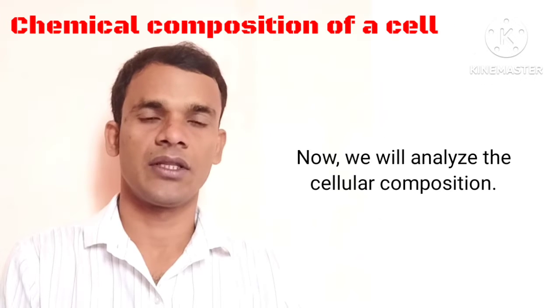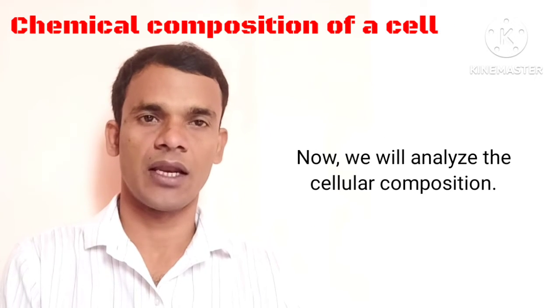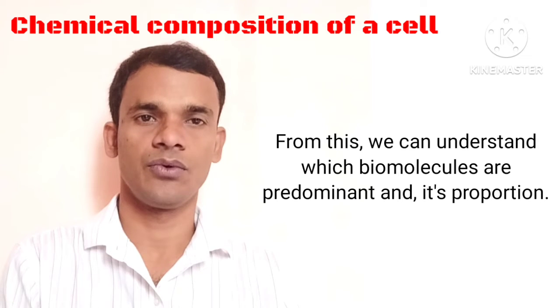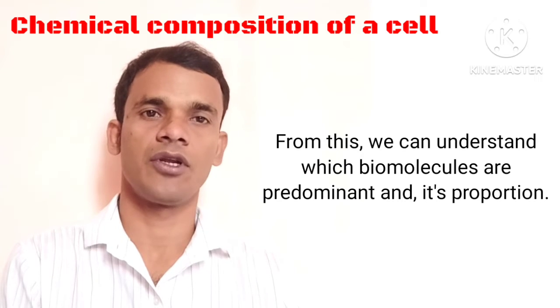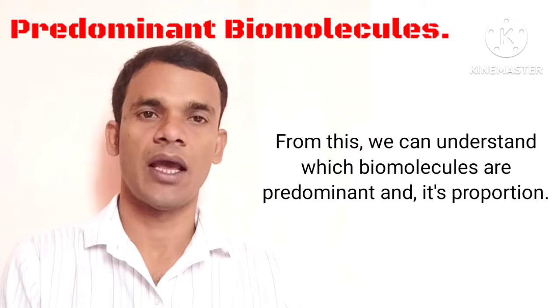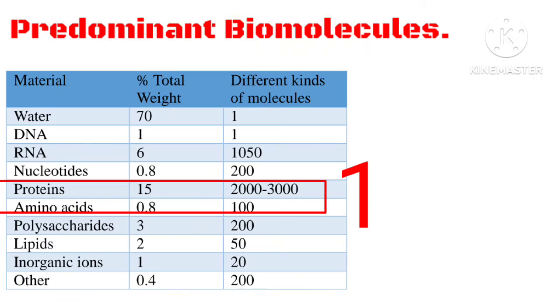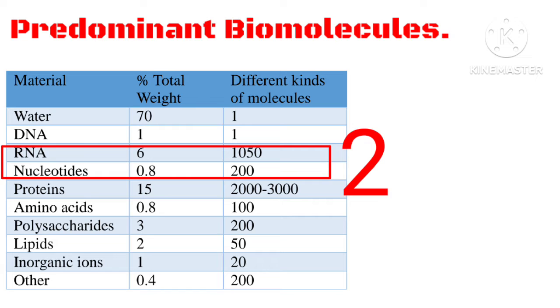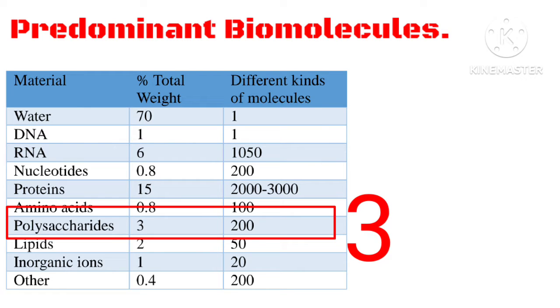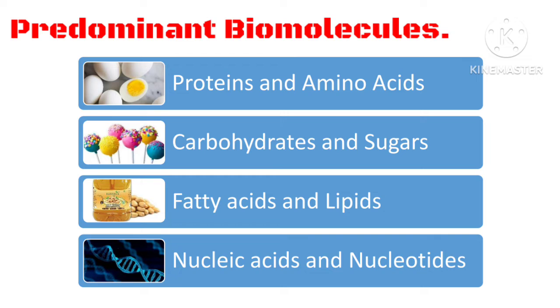Now we will see the chemical composition of a cell, and it will help you to know which biomolecules are predominant and in which proportion. Look at this table. It is clear that 4 biomolecules and their precursors are predominant, and they are proteins and amino acids, carbohydrates and saccharides, fatty acids and lipids, nucleic acids and their precursors. So let's see each biomolecule one after another.